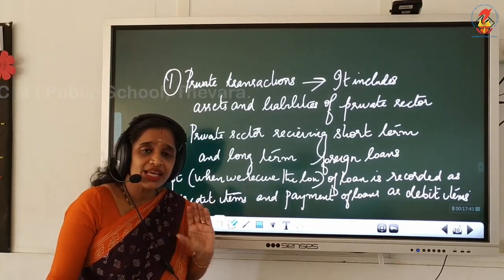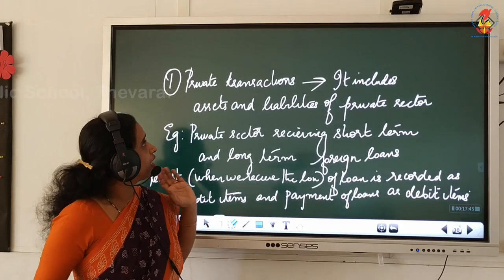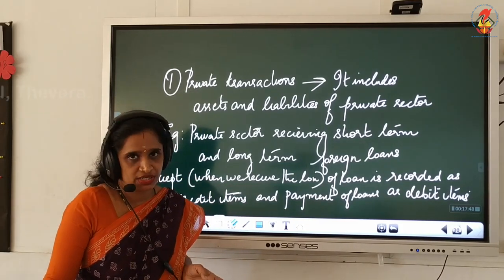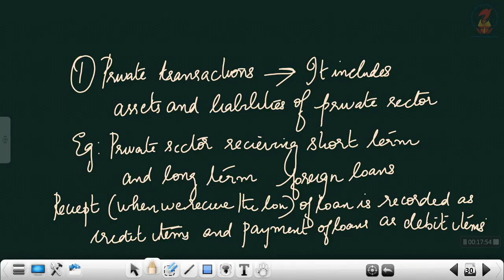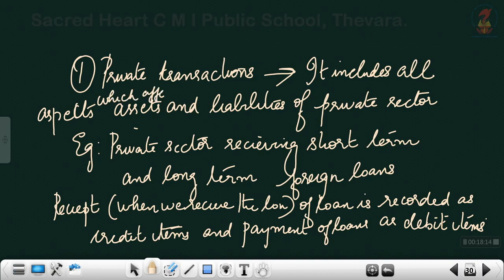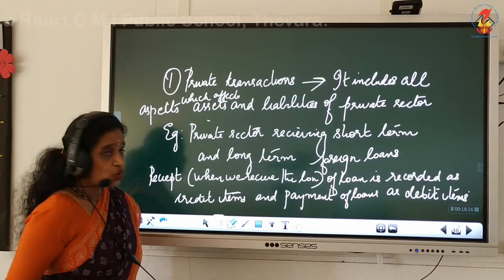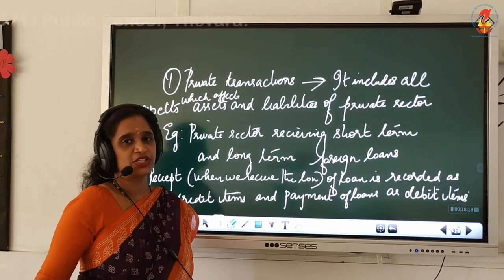So all the assets and liabilities of the private sector will come under private transactions. I will read out the private transactions once again. Private transactions include assets and liabilities. It includes all aspects which affect the assets and liabilities of the private sector.